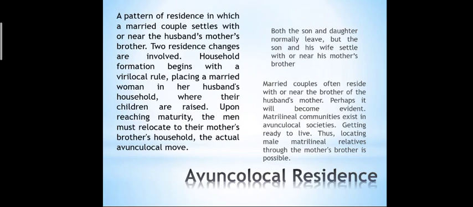The pattern of avunculocal married couples living with or near the husband's mother's brother is possible. Despite the fact that avunculocal dwelling is uncommon, almost all avunculocal communities are matrilineal in nature. The mother's brother plays an important role, as we've seen. In most matrilineal communities, women have the key role in decision making, with the exception of their brothers. But why do certain matrilineal civilizations employ this type of living arrangement?